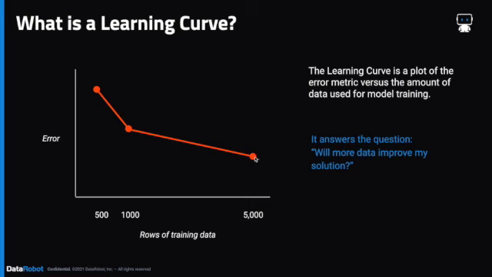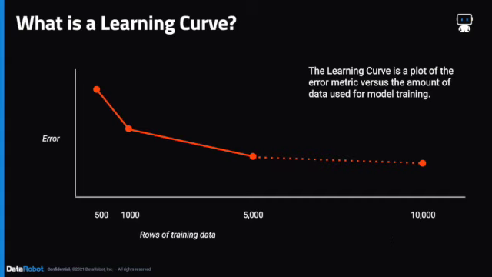In the real world, data scientists generally observe that more data is better up to a point, after which more is just more, and the addition of more data no longer makes the model better, and could even make it worse. The learning curve plot helps you answer the question, will more data improve my solution?